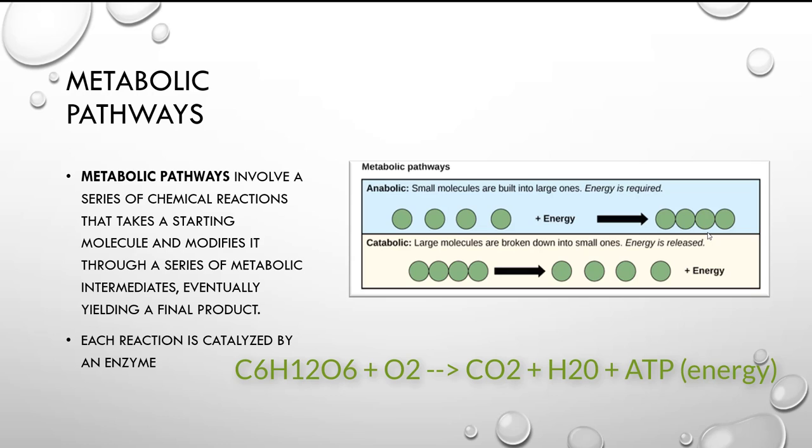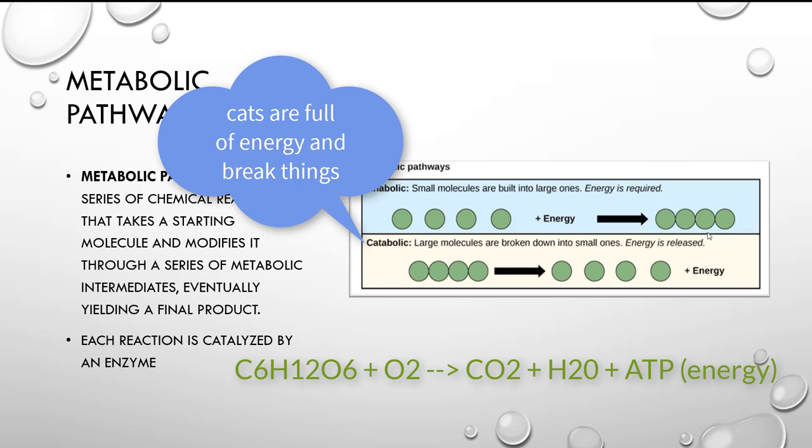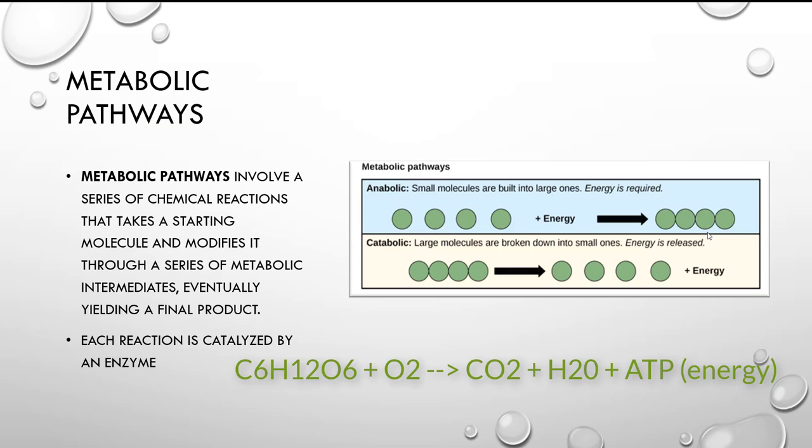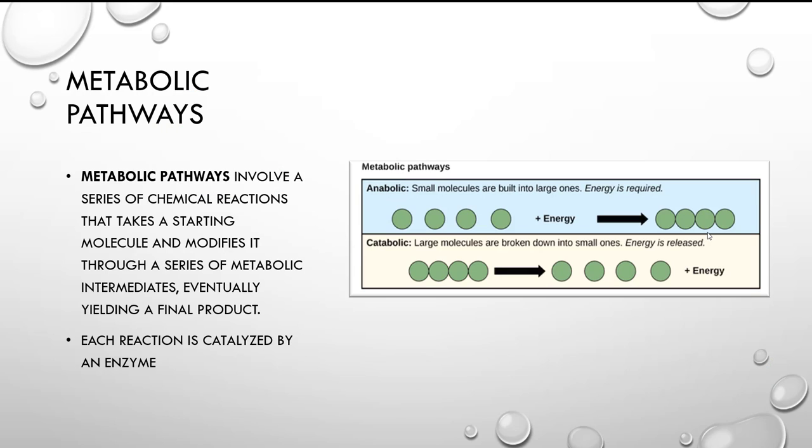Now, one way that I remember the difference between the two is catabolic. I think cats are full of energy and they break things. So I think of cats running around, breaking things, releasing a bunch of energy in the process. So catabolic, think cats running around, breaking things, releasing energy. So that's how I remember catabolic versus anabolic. So maybe that'll help you remember the difference between the two. All right.